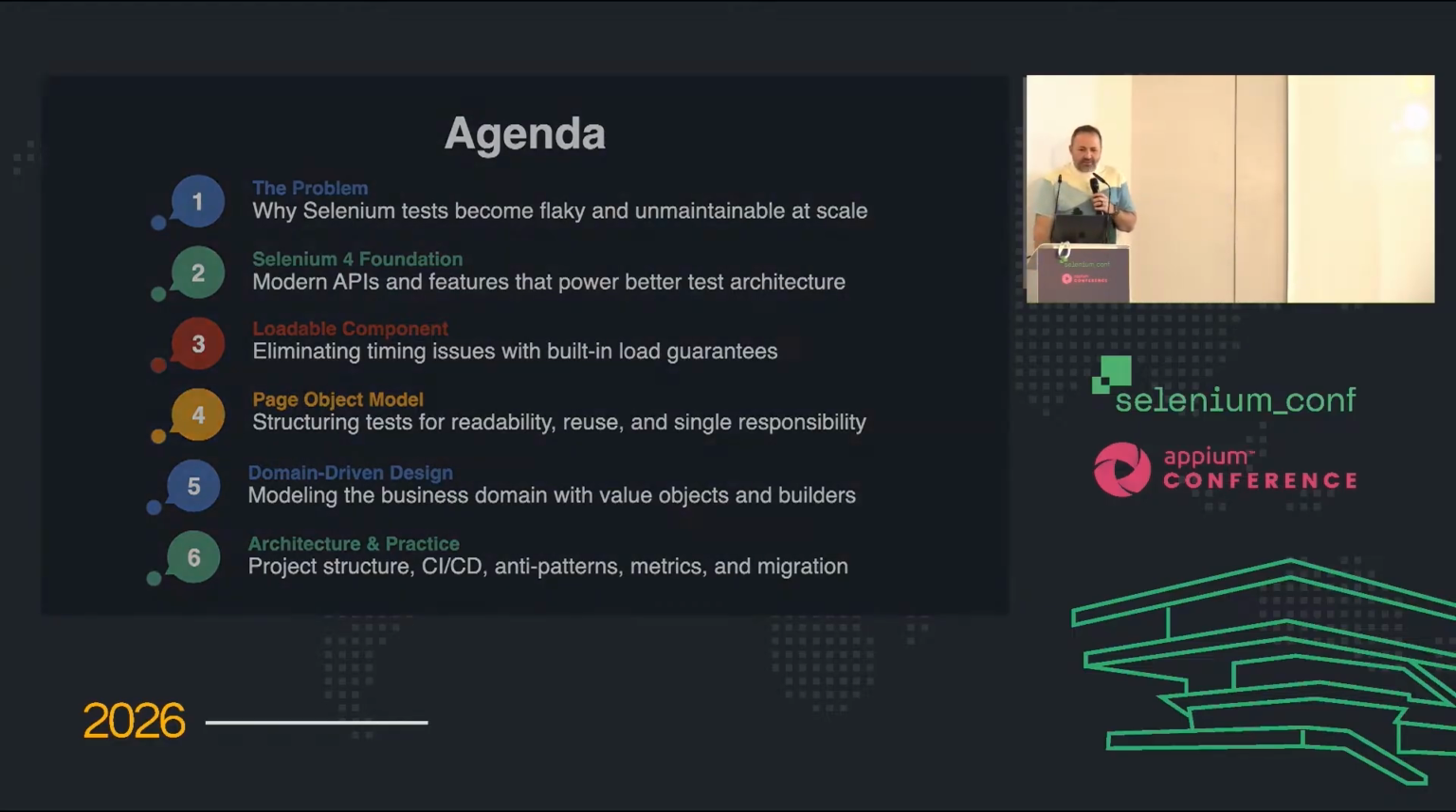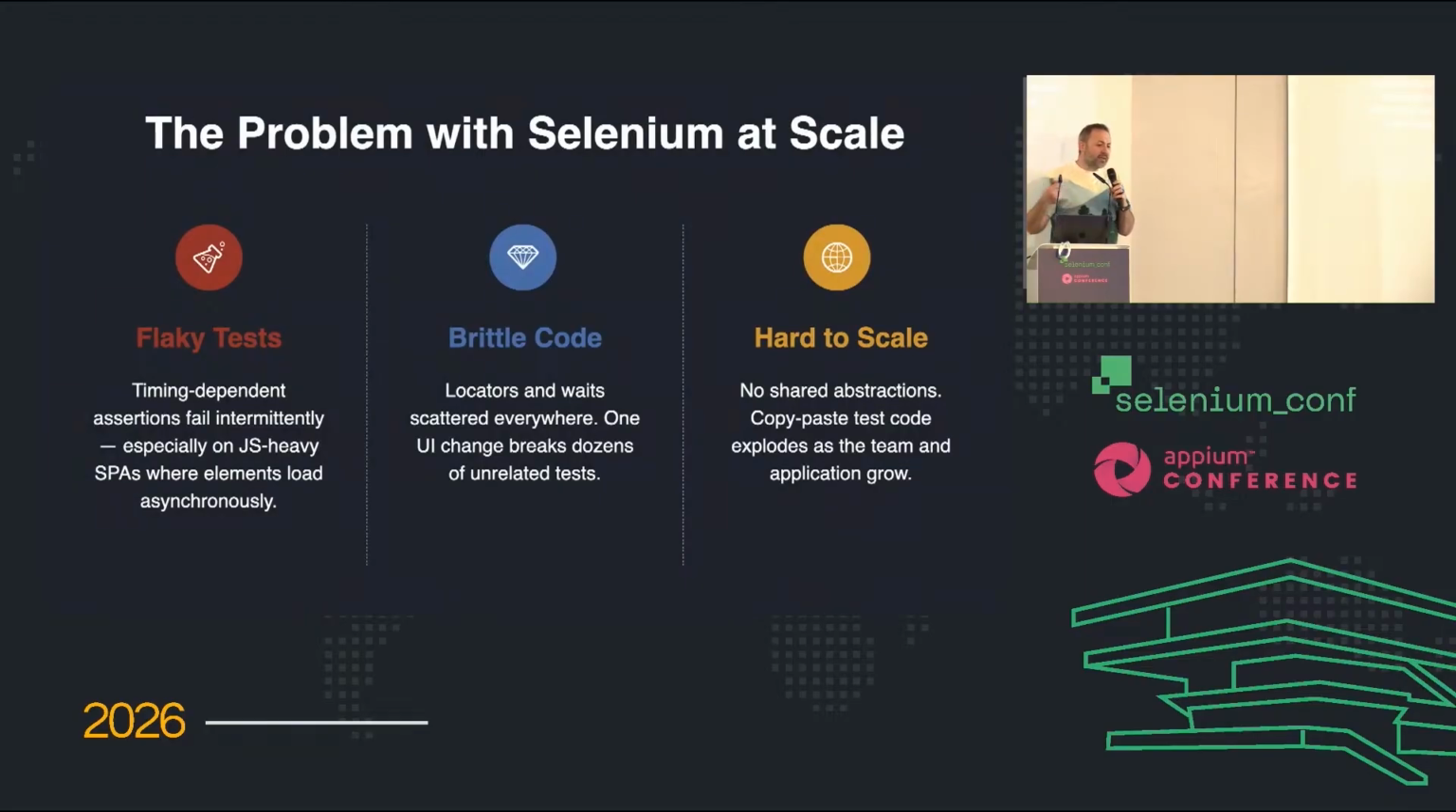So let's start from the problem. We're always facing a problem whenever we are dealing with UI tests. I wouldn't say only Selenium, because all the UI automation tools have the same problems. And all these patterns and techniques can be used in other tools also. These are examples only in Selenium for today. So we are having flaky tests a lot.